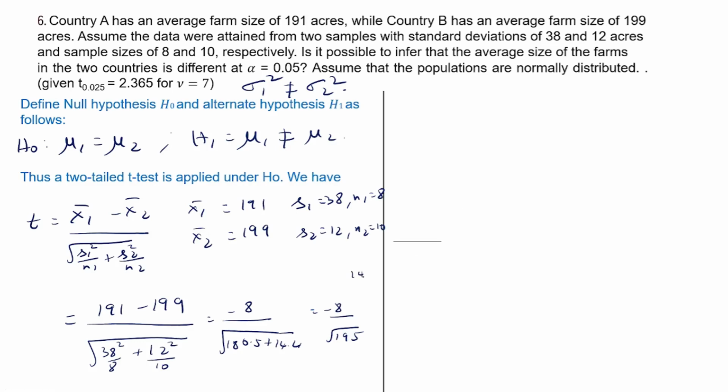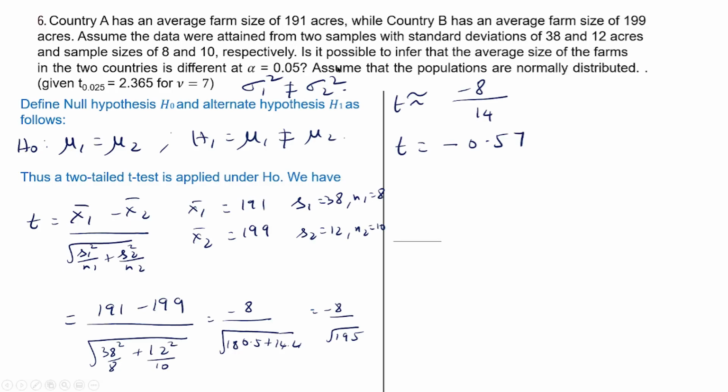We know 14 square is 196. So it is very close to 196. So let us write this as approximately minus 8 by 14, or we get it as minus 0.57. Therefore, we get the value of t as minus 0.57. T is approximately equal to minus 8 by 14, which is minus 0.57.